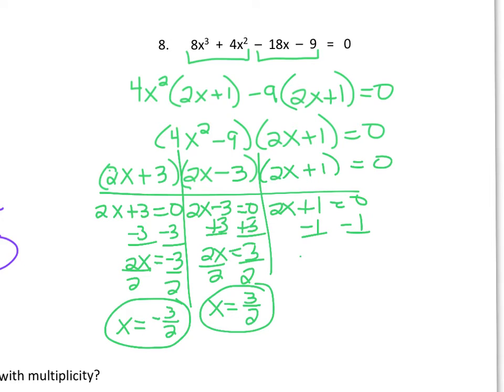And then here I'm going to subtract 1 from each side and then divide by 2. So it leaves me with x equals negative 1/2. Or if you want to write negative 0.5, that's fine.